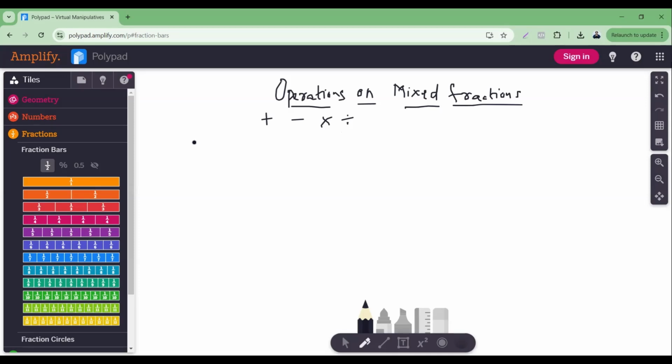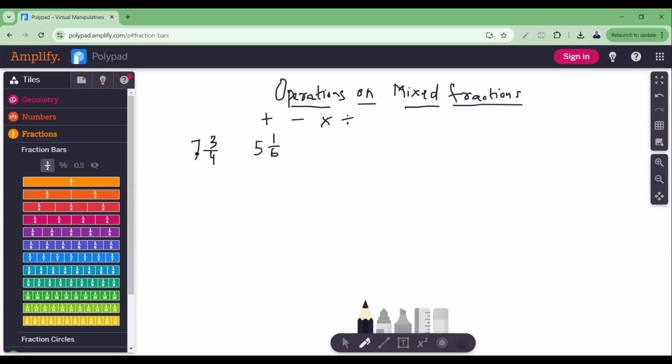Now let's take two mixed fractions: 7 3/4 and 5 1/6. We're going to do addition, subtraction, multiplication, and division on these. Whatever the operation, first you have to convert these mixed fractions to improper fractions and then go ahead and do your addition, subtraction, multiplication, or division. That's it. Simple.